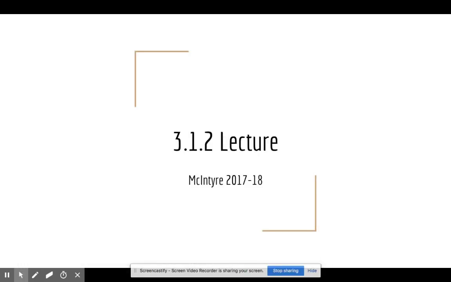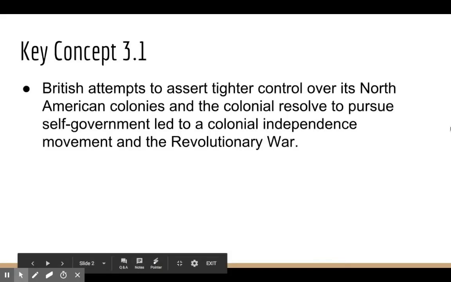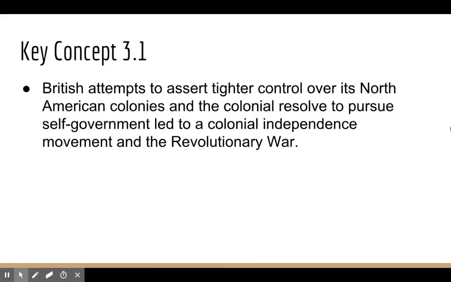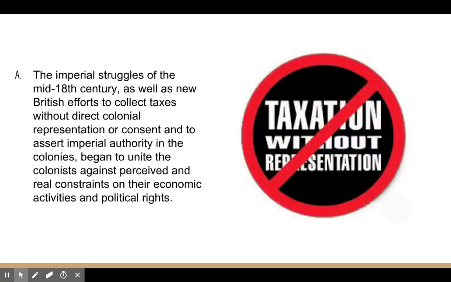So we're going to talk a little bit about the American Revolution today. Our key concept is the same as last time: the British attempts to assert tighter control over North American colonies and the colonial resolve to pursue self-government leads to colonial independence movement and the Revolutionary War. So today we're going to talk about the colonists and how they wanted to assert their ideals of self-government in the face of renewed British imperial efforts, and this all led to colonial independence movement and war with Britain.